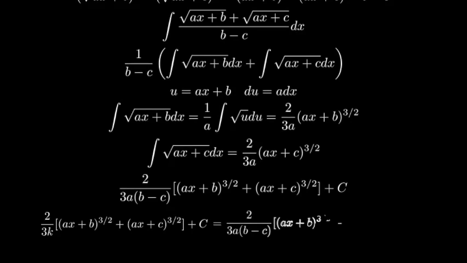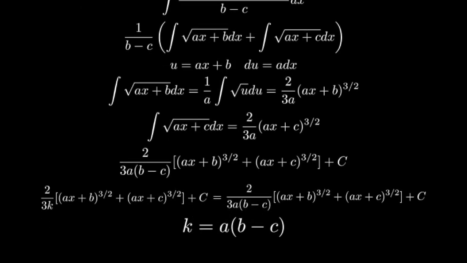Now, comparing this with our original right-hand side, we can see that k must equal abc. Therefore, we have found that k equals a times the quantity b minus c, which is our final answer.